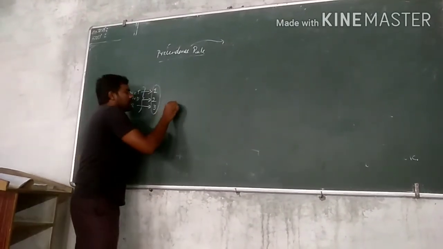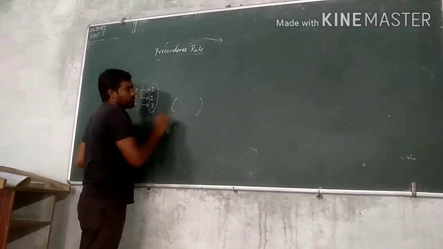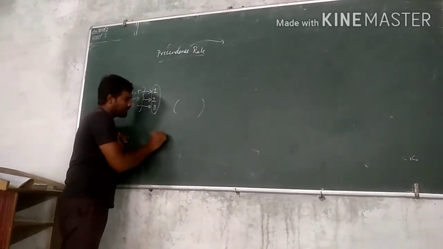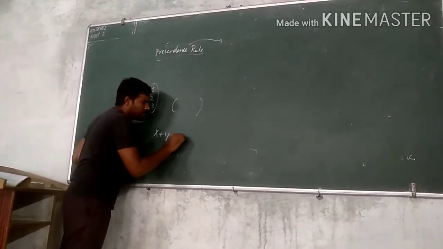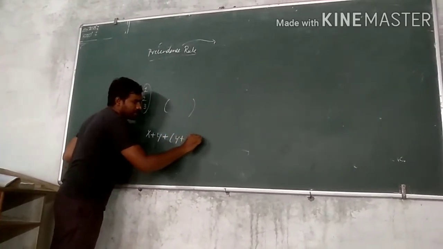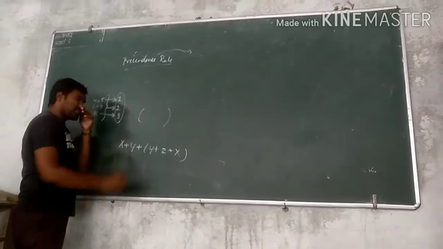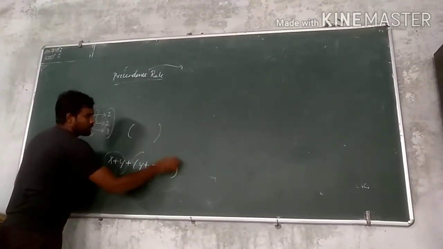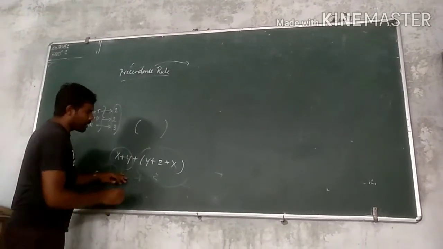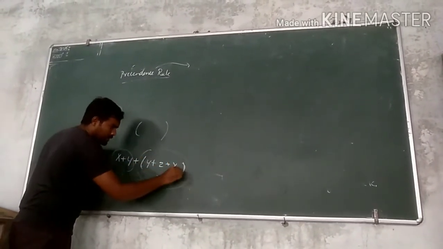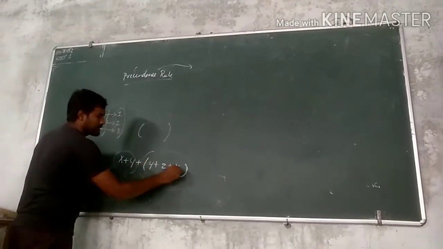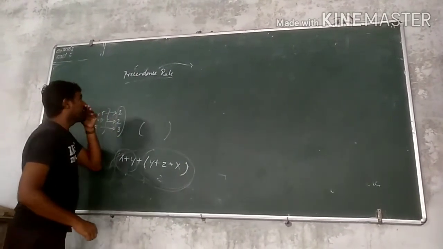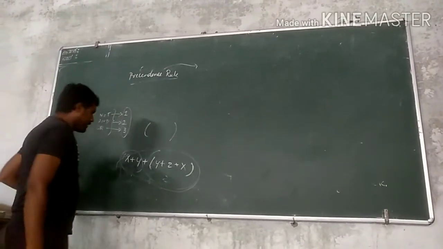Supposing that we have a parenthesis like this, what do we need to do? First we need to go for NOT and OR like this. Supposing that you have an expression like x plus y plus z plus x, which expression should be calculated? Either this one or this one. Of course you should go for this one. First you should remove the parenthesis and then evaluate the whole term. That is the main theme of the precedence rule.